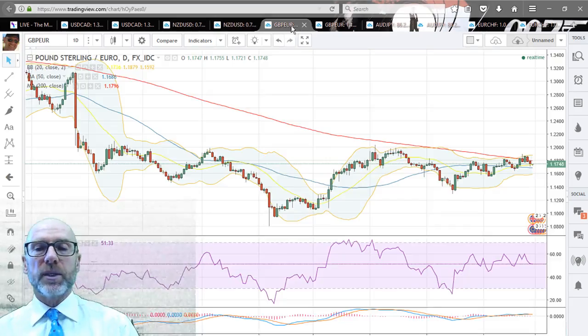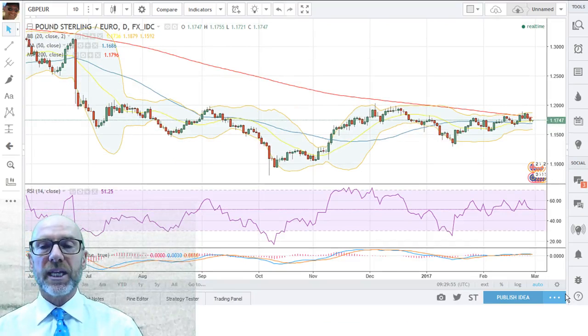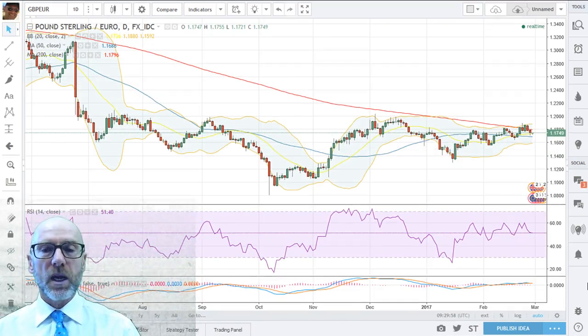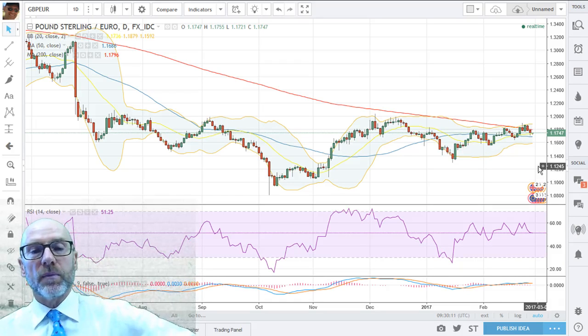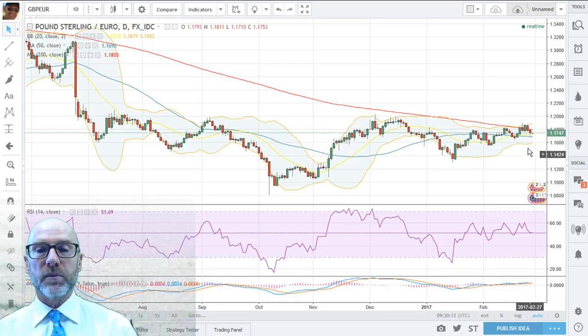On the pound against the euro, I'm slightly negative. The 200-day moving average here is a big negative influence. I mean, obviously, it's been negative for quite some time. We've bounced up to that level over the last few months, but as you can see, the market's finding it difficult to hold any level above there. The 50-day as well, even though we're above it, it's still downtrending, so it's still a negative influence.